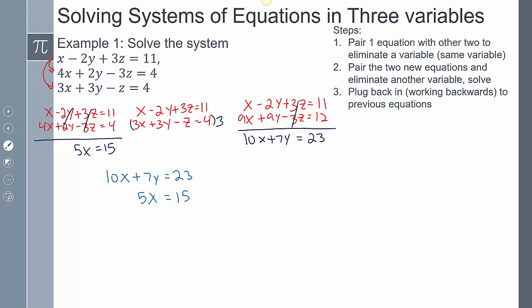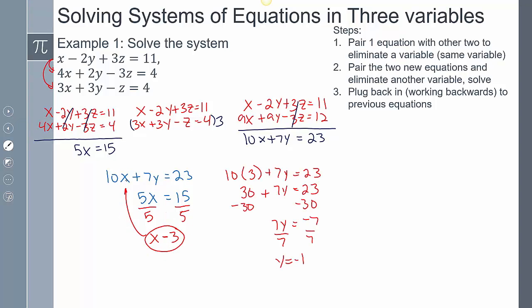So now step 2, I'm going to pair the two new equations together and try to eliminate another variable. Well, my x is already by itself here. There's no y there. Technically the y variable is already eliminated here because it got eliminated here. So that's done. Solving for this variable, because I have to know what x is, I divide both sides by 5 and I get x equals 3. Then I have to take this 3 and plug it back in. So I'm going to get 10 times 3 plus 7y equals 23. Minus 30 on both sides, divide both sides by 7, and you're going to get y equals negative 1.